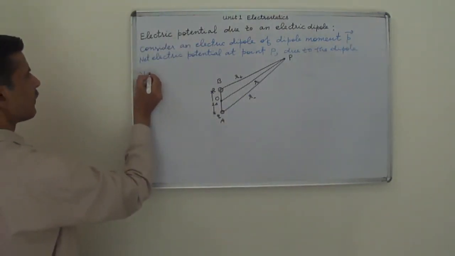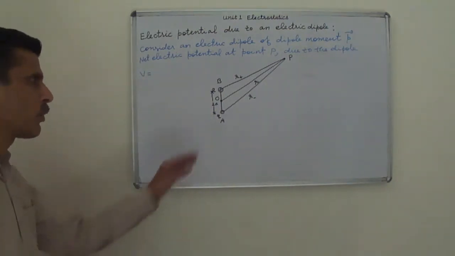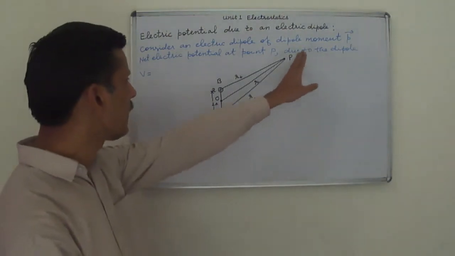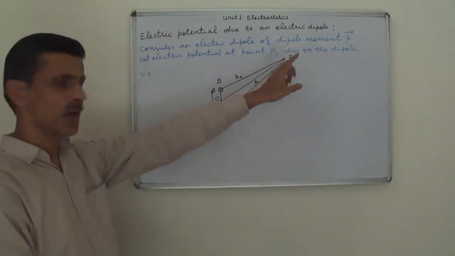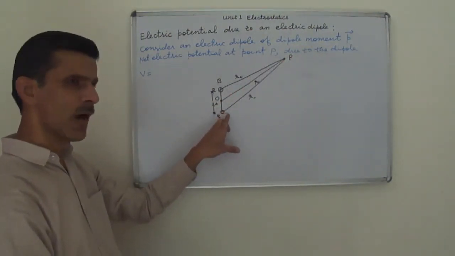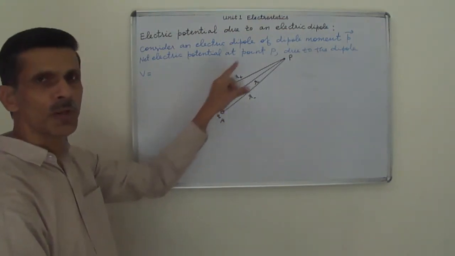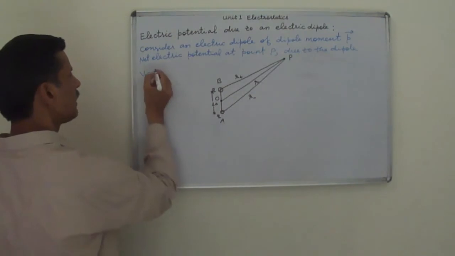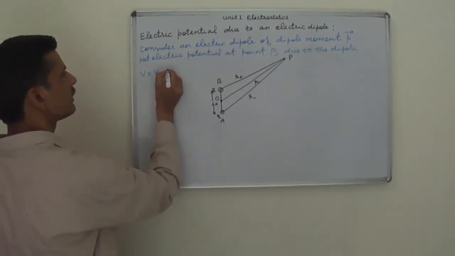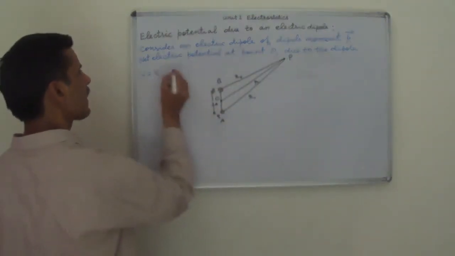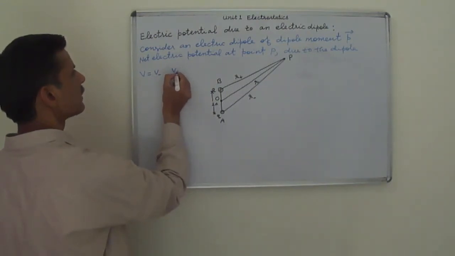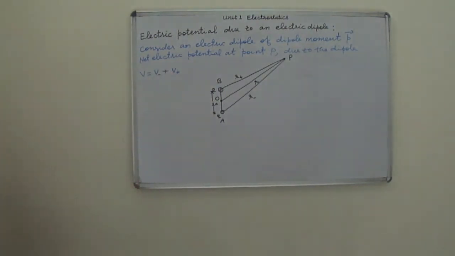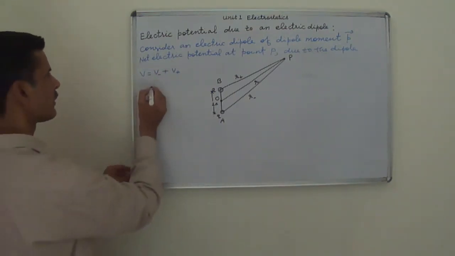V is equal to... the dipole has two charges, negative and positive. So at point P there are two potentials, potential due to this negative charge and potential due to the positive charge. Potential due to the negative charge at point P, this is V minus, and potential due to the positive charge, say it is V plus. So net potential is the algebraic sum of the two potentials.